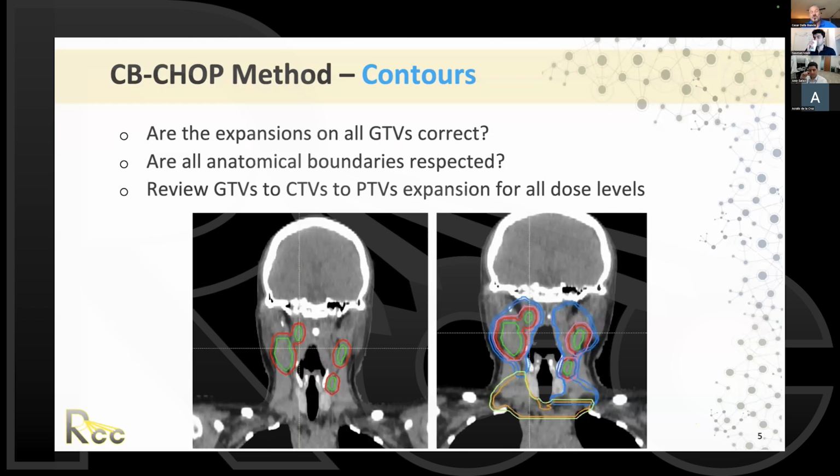So, and like here you can see how many colors we have. That means how many maybe different types of dose levels. So you need to make sure that everything is good.